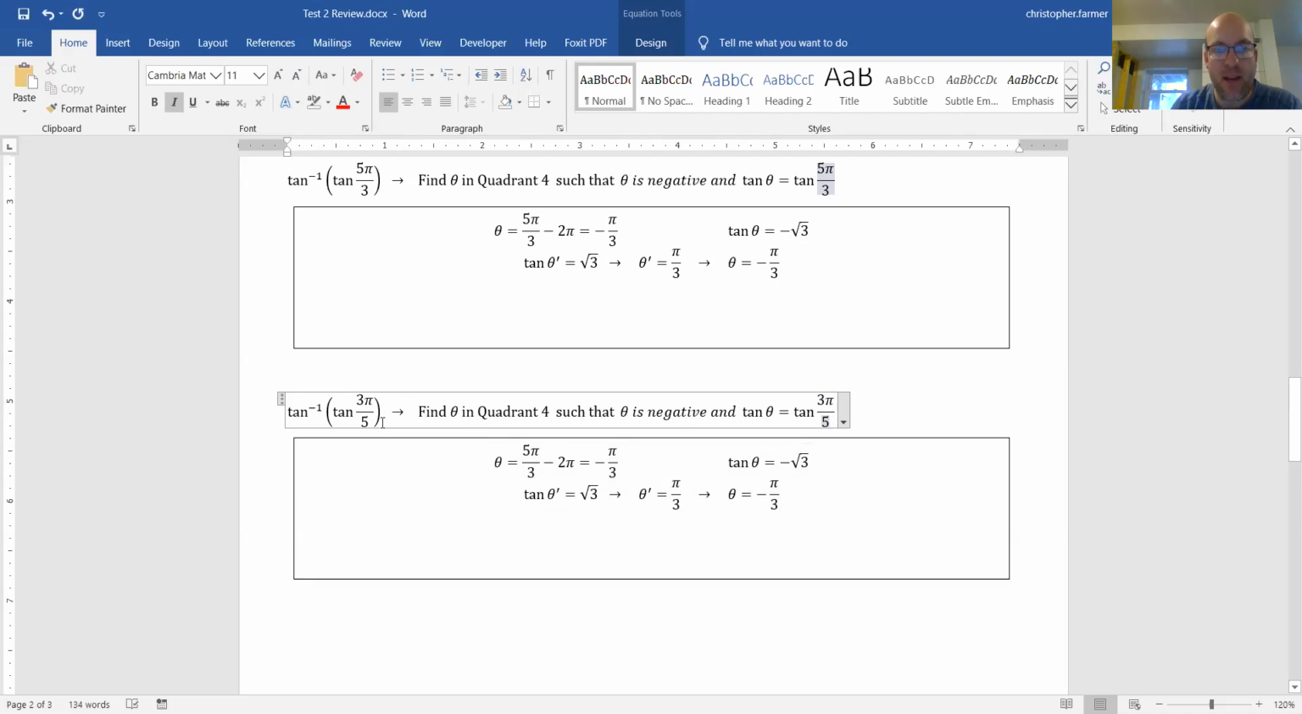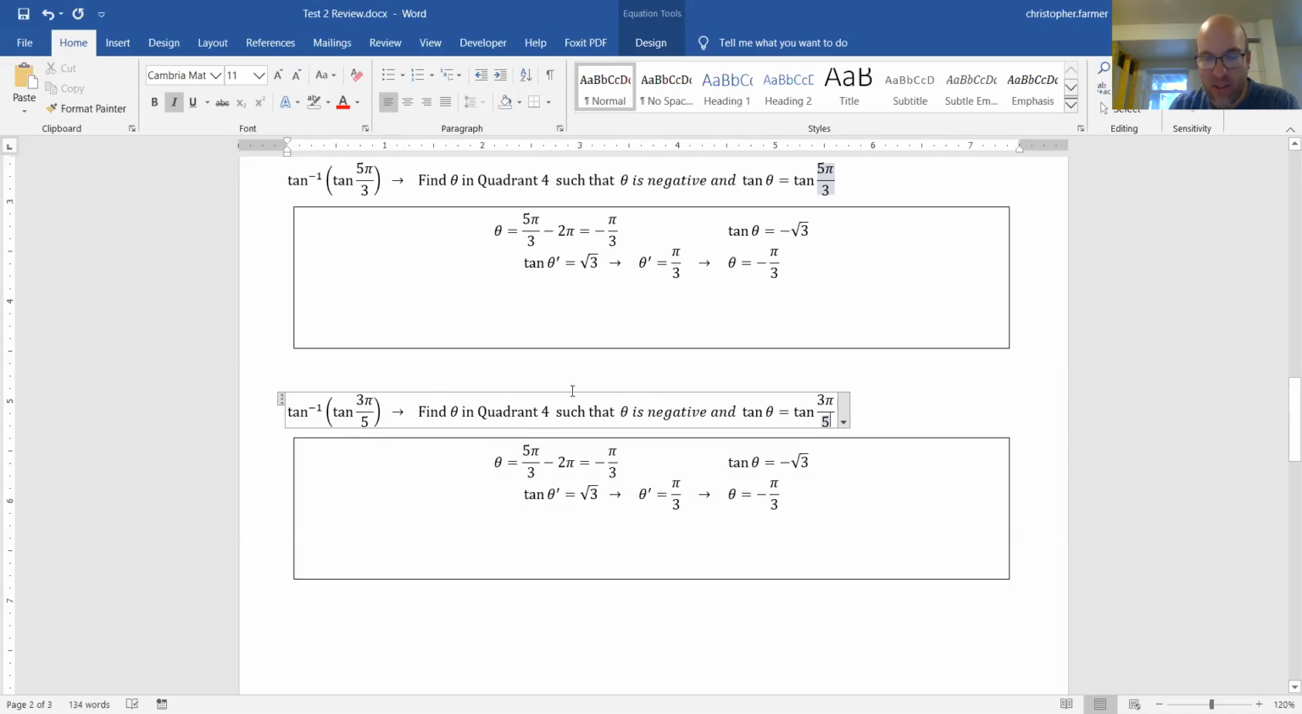So this time around, we have to make sure that we are still working with a negative value to make sure that we are still in quadrant 4. So 3 pi over 5, 3 over 5 is just a little bit more than 1/2, so just a little bit past pi over 2, which puts us in quadrant 2. So in quadrant 2, tangent is negative, and the inverse tangent is still going to go into quadrant 4 where theta is negative.